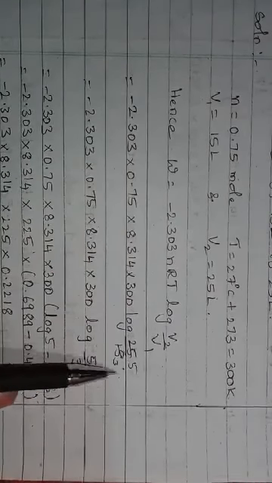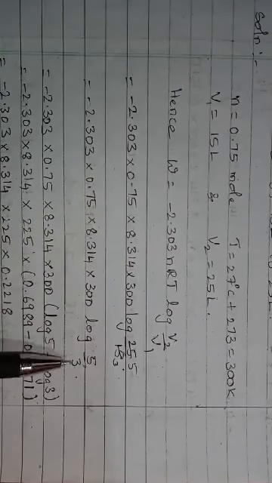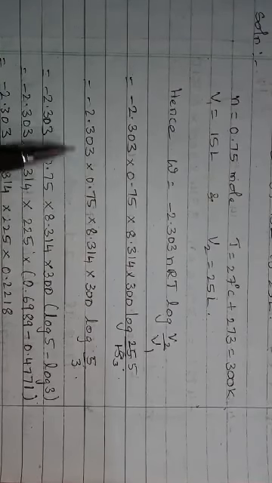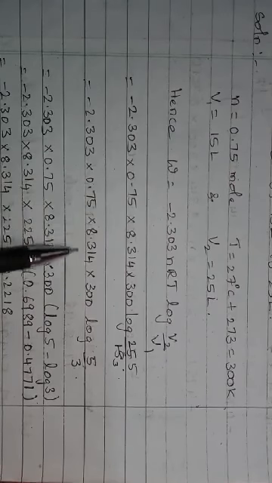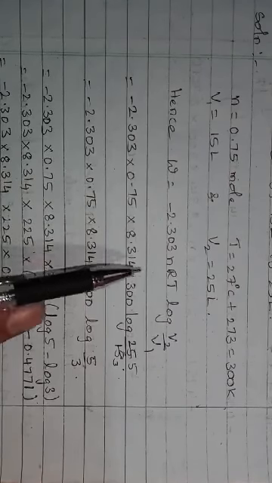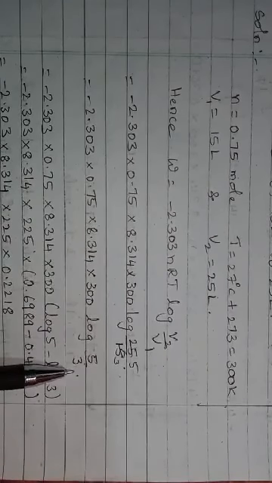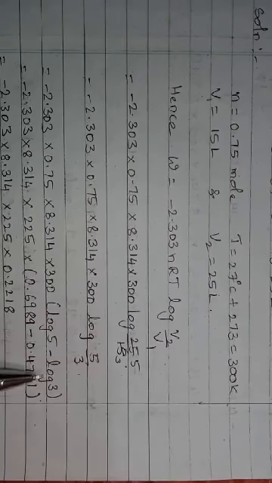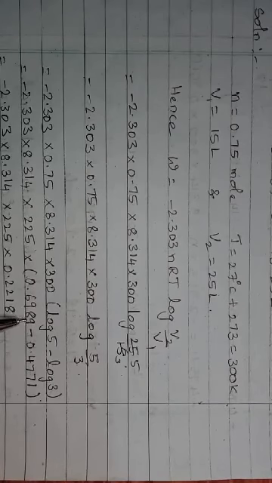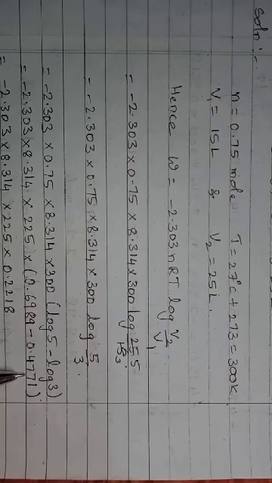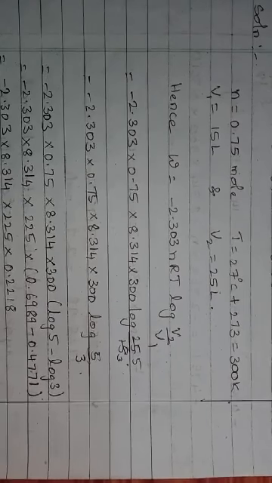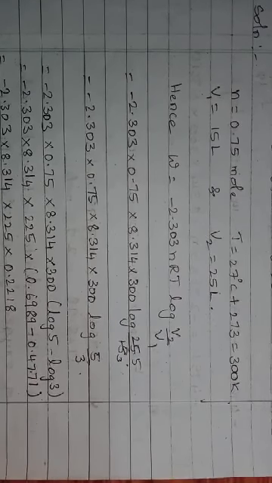Log 5 by 3 we got here. So 2.303, 0.75, 8.314, that is the R value, 300, that is the temperature, log 5 by 3. Log 5 value is 0.6989 and log 3 value is 0.4771. Subtraction of these equals 0.2218.